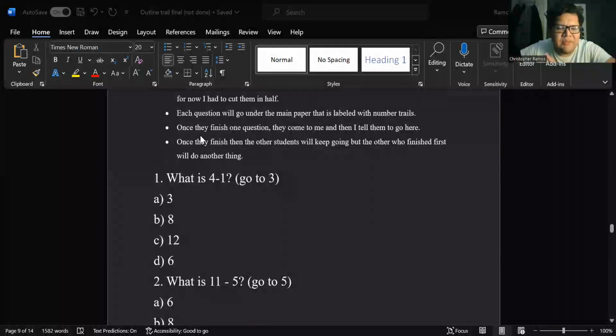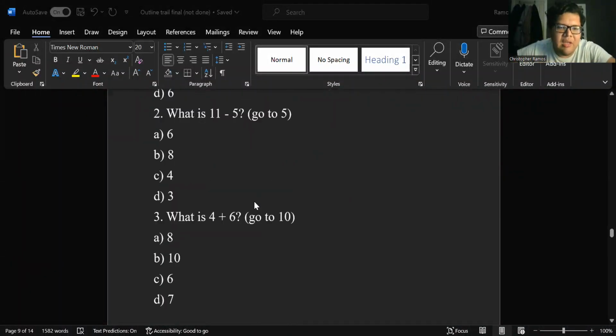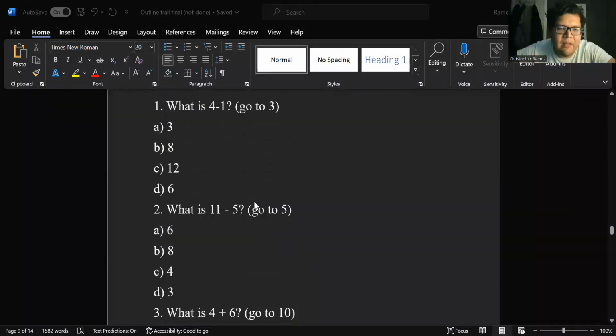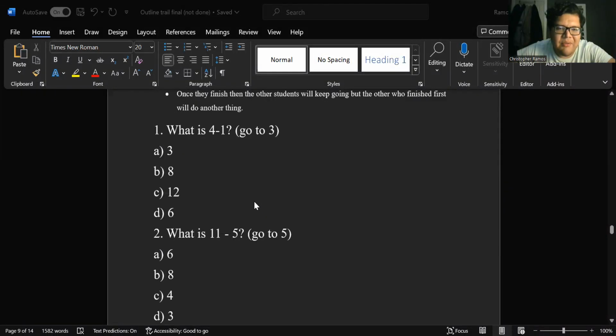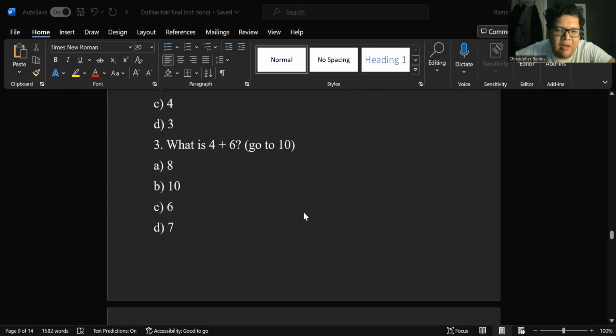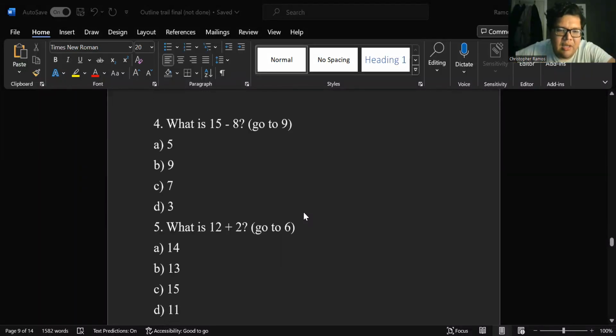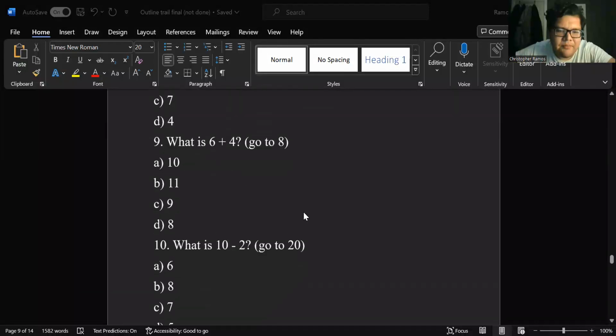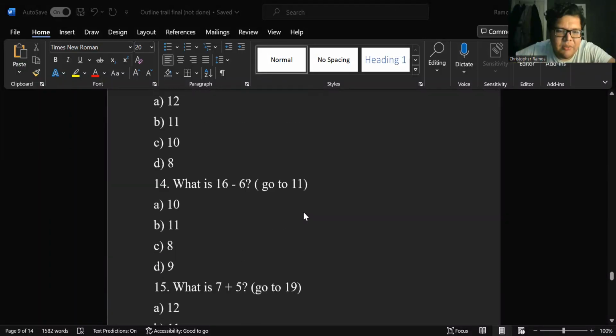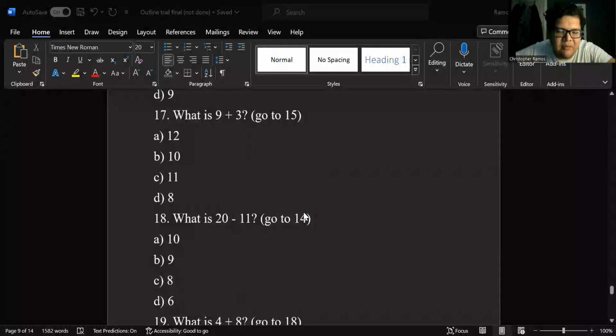I was mentioning before, once they finish one question, they come to me and then I tell them where to go. The other students will keep going, but the students who finish first will just go to another thing. And so this is what will be around the room. Like I was mentioning earlier, the go to three, go to five will not be on there. I just put that for me and for the final. And so yeah, this is what I basically wanted to do, and I hope it was good.